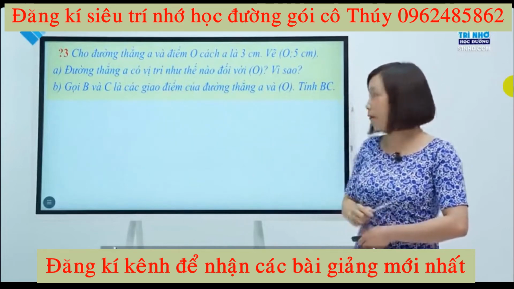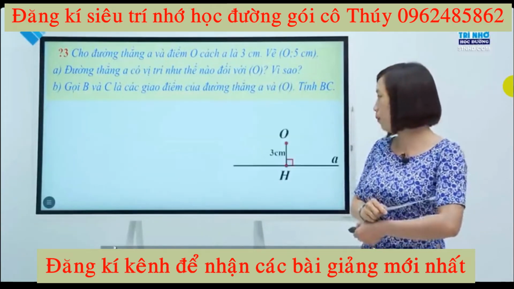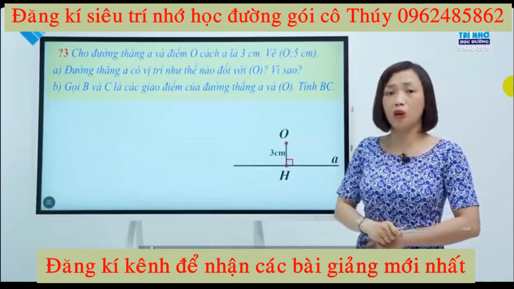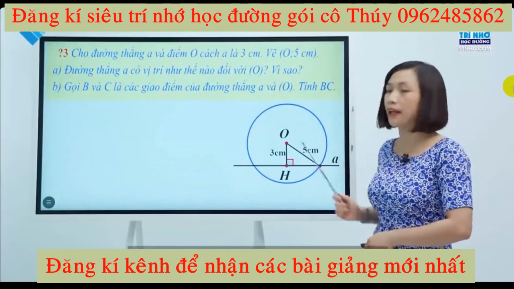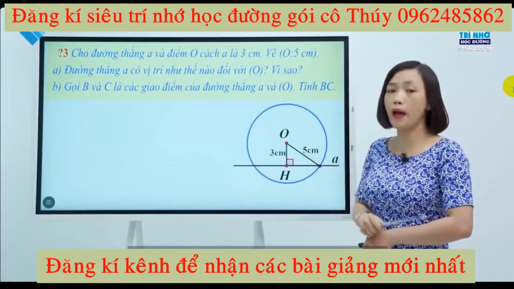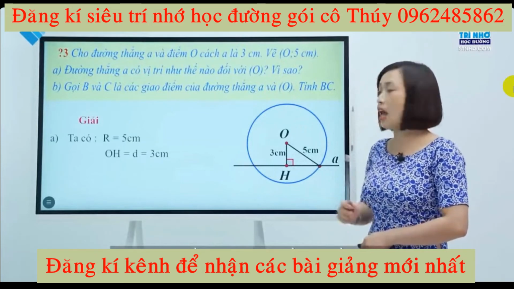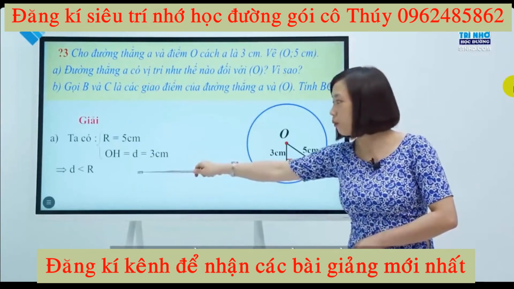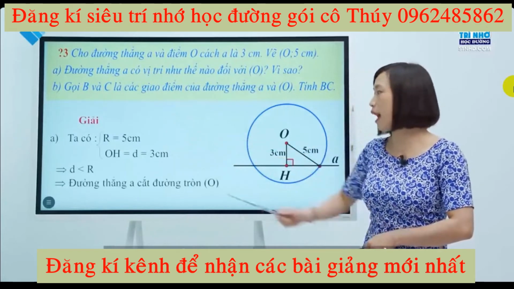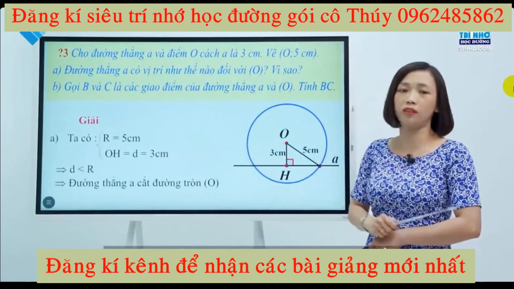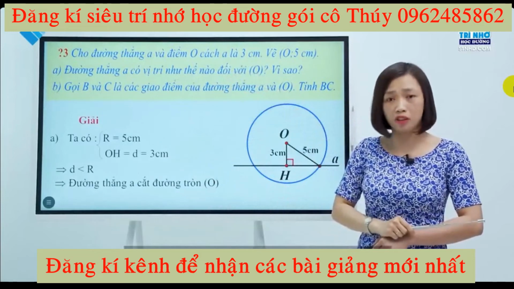Here, I also draw line A and point O, which is 3 centimeters from line A. And OH is the distance from O to line A. I draw a circle O. Its radius length is 5 centimeters. We set OH equals D. We have R equals 5 centimeters. OH equals D equals 3 centimeters. So we have D is smaller than R. And as D is smaller than R, we infer that line A intersects circle O. Thus, we get the relative position of line A and circle O.